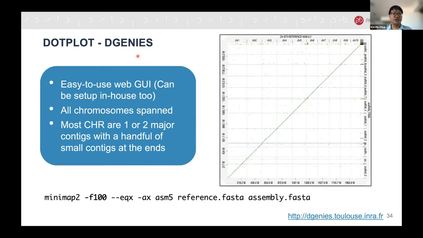We use a tool called D-Genies to generate a dot plot, which is essentially comparing our assembly to the public reference Zea mays B73 reference assembly. And you can see that if there is no grid line, it means that essentially the whole chromosome is assembled in a single contig after using HiC scaffolding. And you can see that most of the grids are actually complete genome assembly, which means that the scaffolding manages to put all the contigs into a single chromosome level across all chromosomes.